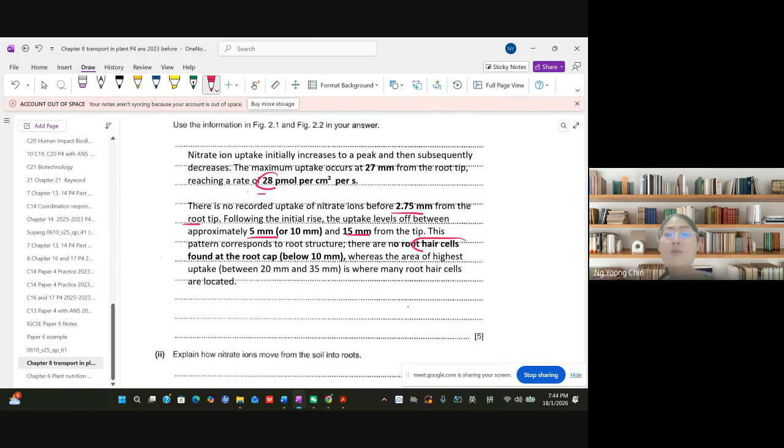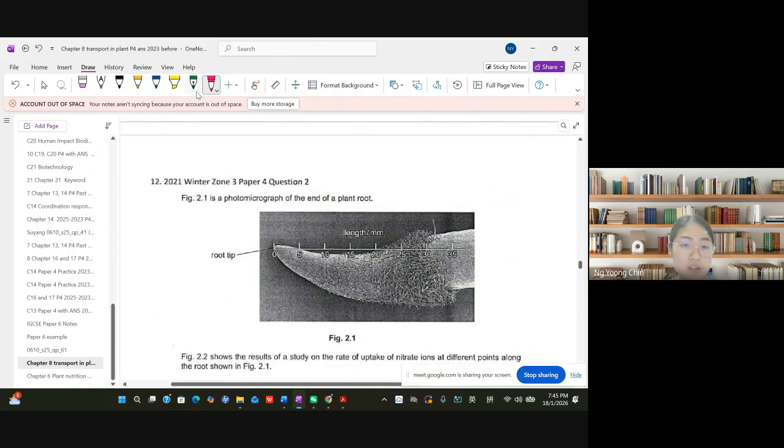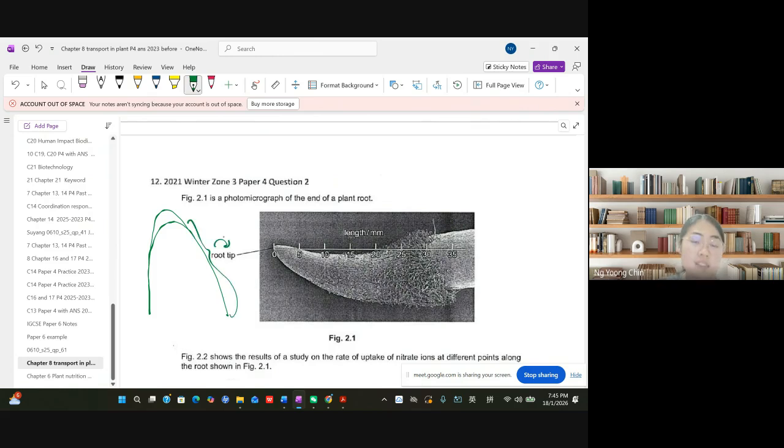Do you know what is meant by the root cap? The root cap is referred to like this. So this is a root tip, right? If you want to draw something like this, this is the root tip. The root tip is until here only. And then the root cap is just a protective layer covering the tip of the root.